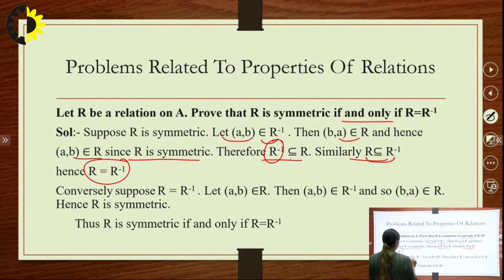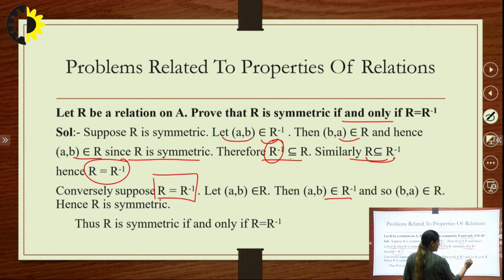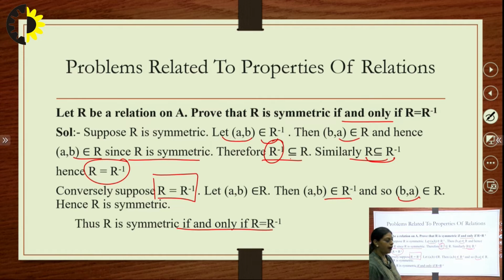Conversely, because it is written if and only if, we have to prove it conversely also. Suppose R is equal to R inverse. Now let (a, b) belong to R. Then (a, b) belongs to R inverse, and so (b, a) belongs to R, hence R is symmetric. So R is symmetric if and only if R is equal to R inverse.